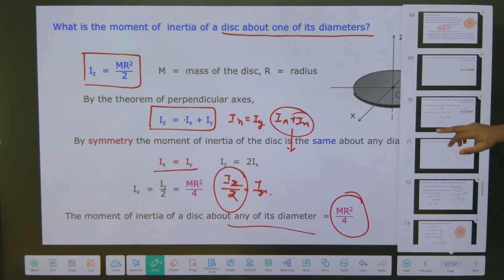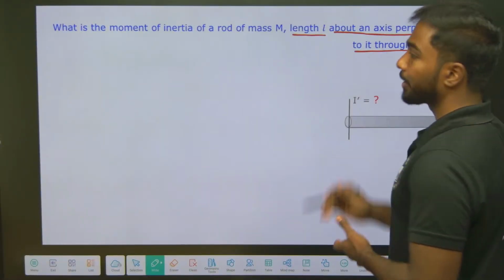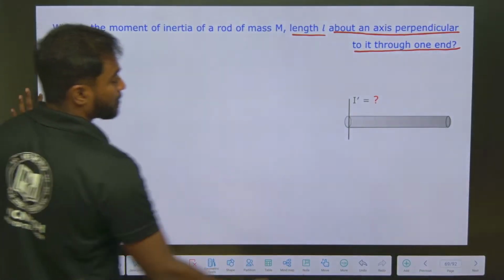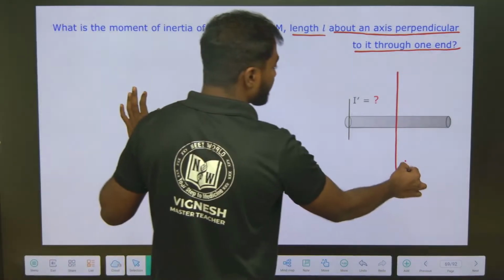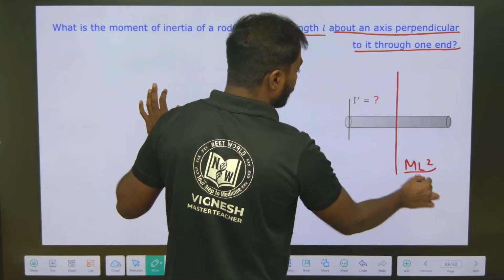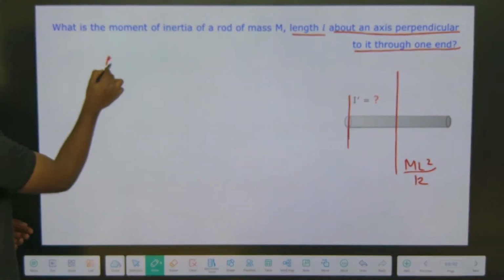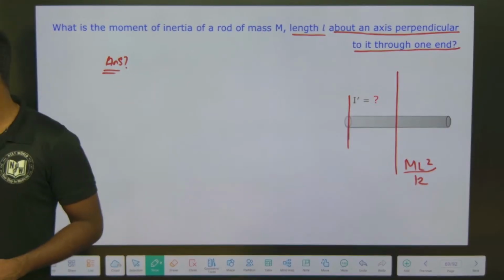Now this is the question. What is the moment of inertia of a rod of mass m and length L about an axis perpendicular to its one end? This is for the parallel axis. We know that the axis passing through the center is given as m L square by 12. What are they asking here? Can you give the answer for this question? Yes, fast.